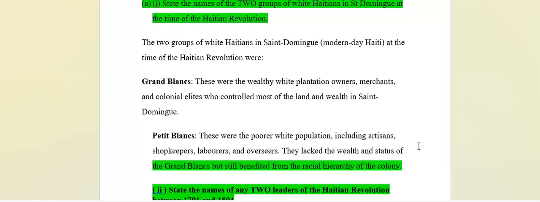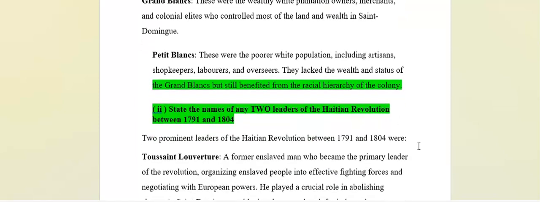Now the other group of white Haitians were the Grand Blancs, and these were the wealthy white population owners. They were merchants, they were colonial elites, and these Grand Blancs controlled most of the land and wealth in Saint Domingo. All right, so the two groups of white Haitians at the time in Saint Domingo at the Haitian Revolution were the Grand Blanc, which was the wealthy white people, and the Petit Blanc, which were the poorer white population.